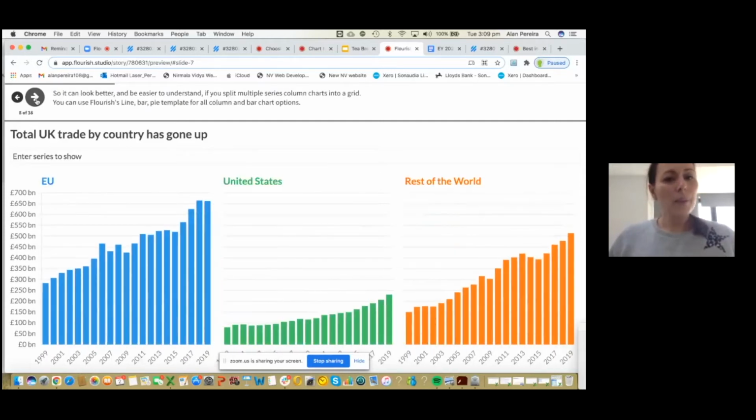It can look much better and easier to understand if you split these bars out to a grid. Again, this is a click of a button in the Flourish editor line bar pie template, where you can split it out into a grid of charts, and then you can see the change over time and the relative magnitudes for the different series.